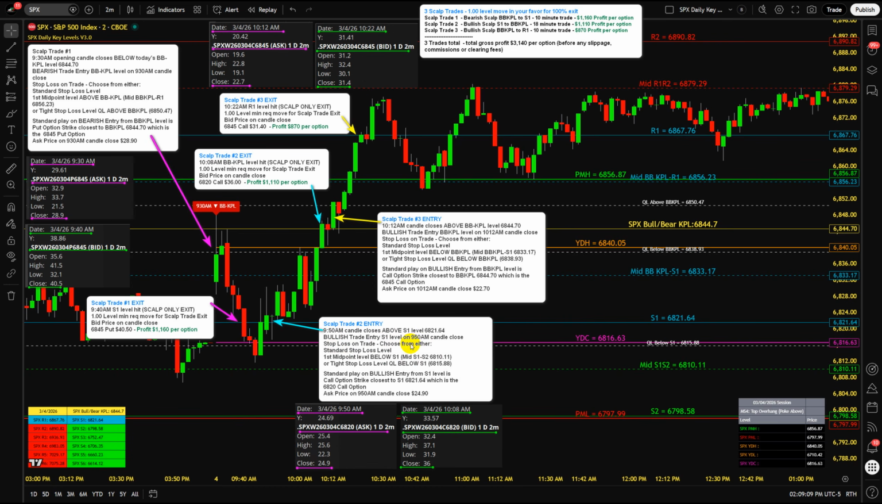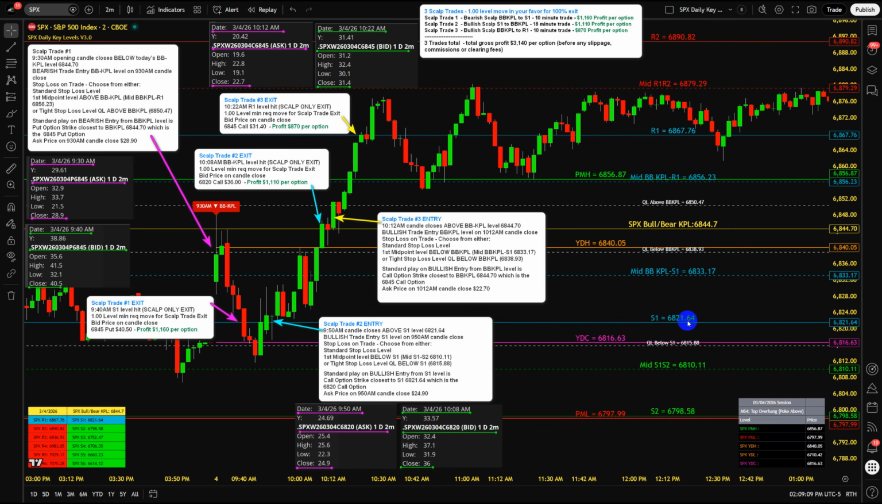candle close. Stop loss on this trade is either the QL below S1 for your tight stop loss, or the standard stop loss, if you prefer to use that, would be the mid S1, S2 level. That's the first midpoint level below the main level you're taking the bullish trade from. The standard play on this, same process. You are basically taking your price of the level that you're entering the trade on, in this case the 68.2164, and you're using the closest strike to that, which would be 68.20, and in this case, since it's a bullish entry, it is a call option.